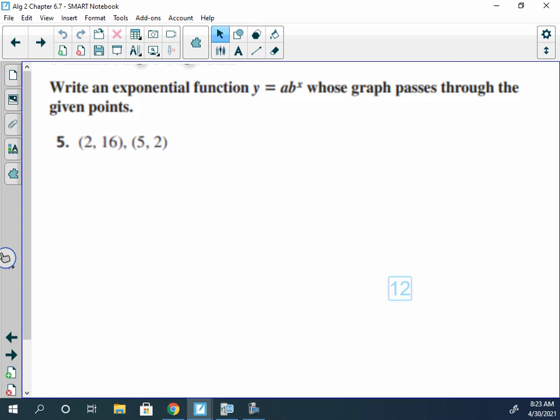So we finished this one up yesterday, and we'll do this one here today. And all of these here are really revolving around the equation y equals a times b to the x.